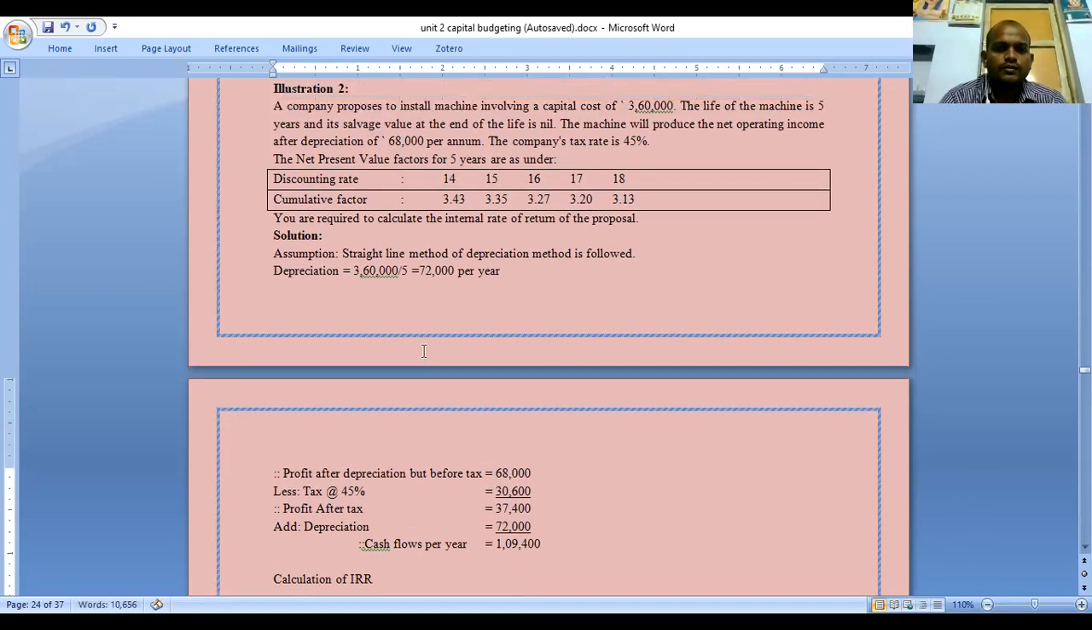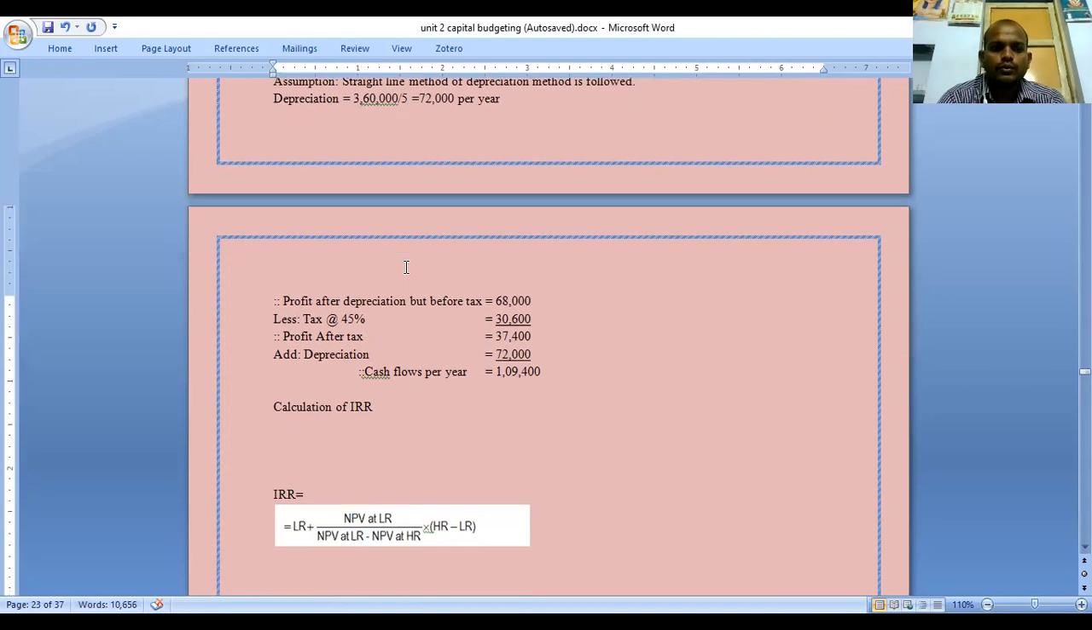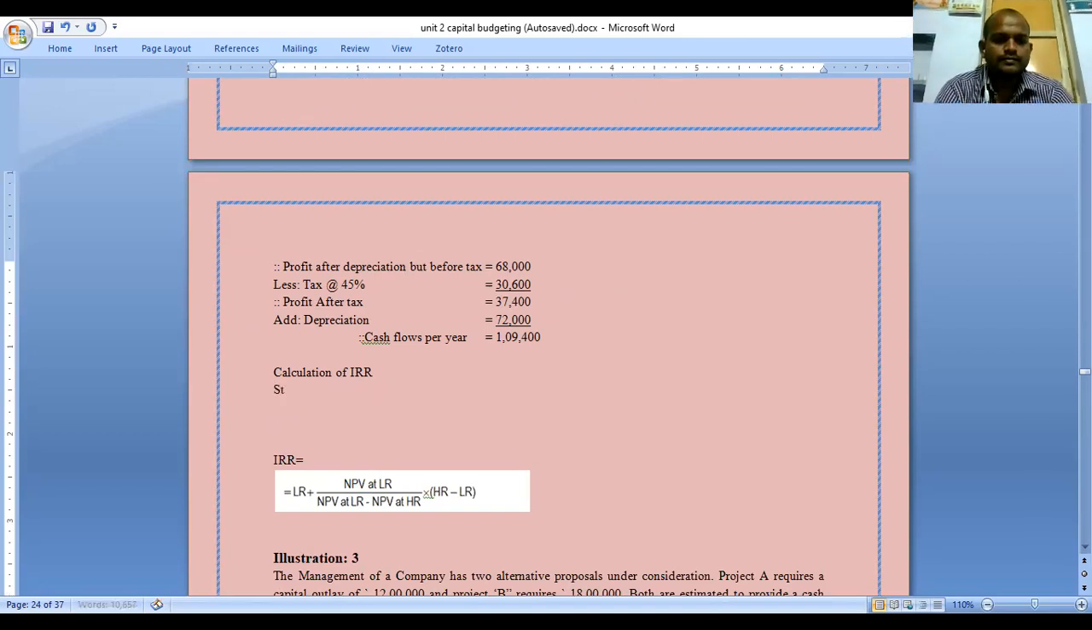Here, cash flows are uniform in nature. So, step 1 in calculation is calculate the fake payback period, that is 3,60,000 divided by annual cash inflows. 3.291.